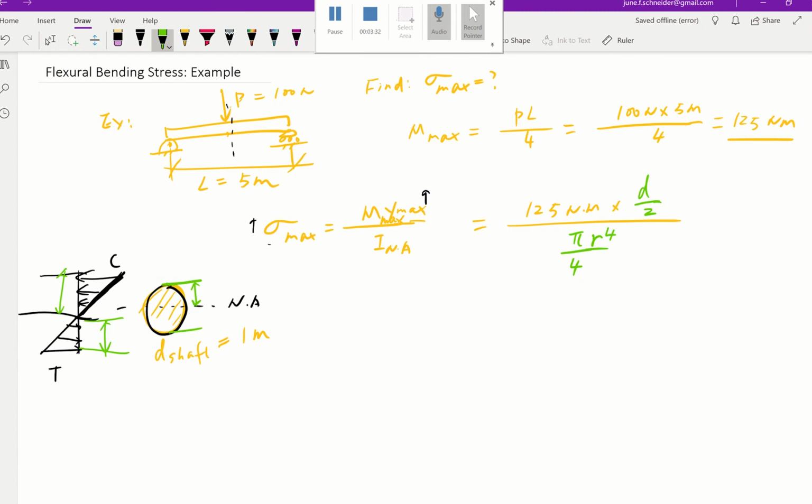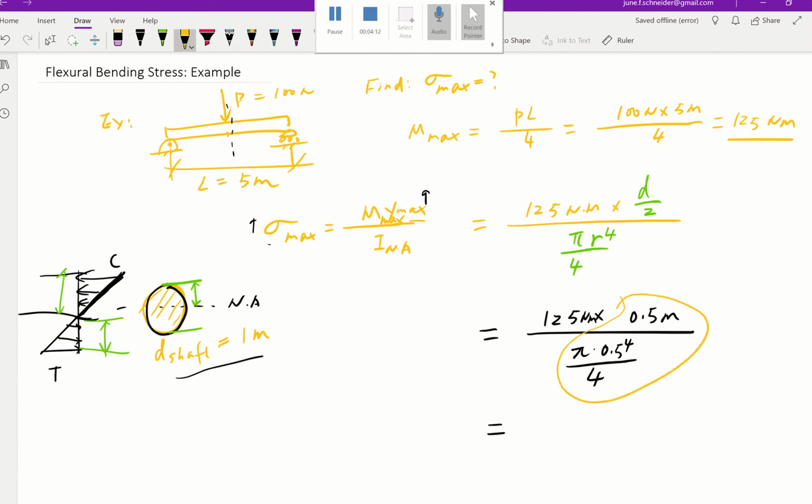We're going to be able to solve this maximum. So go ahead. We know this is 125 Newton meter, and the D over 2 is basically your r. So your r, since the diameter is 1, will be 0.5 meter. Let me put the unit along, so that's meter. And then it's 1/4 pi and 0.5 to the 4th. Then we actually can go ahead and solve this one. And make a note, I didn't do it this way, but you can actually solve this part first. That's going to be the reciprocal of the section modulus we talked about last time.